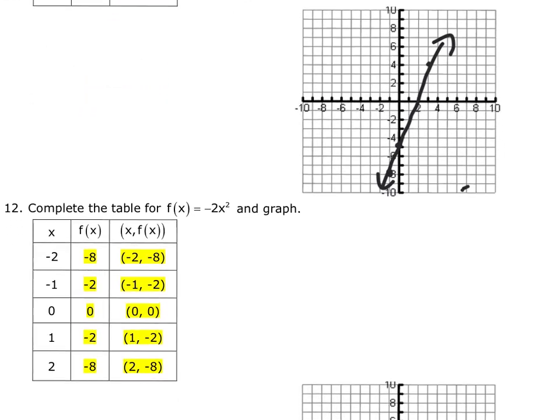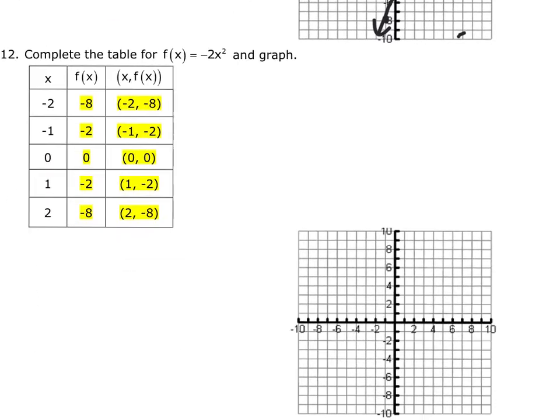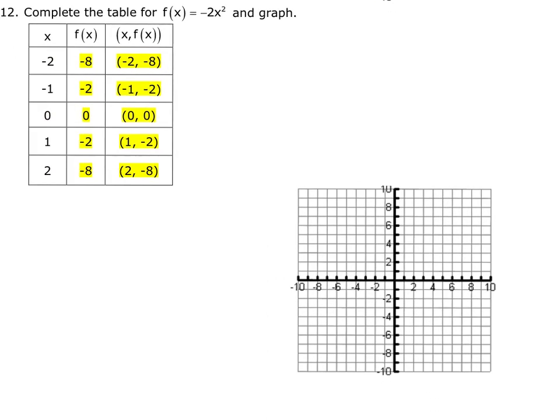So let's look at graph number 2. Plot your points. Don't try to connect anything until you see all your points and get an idea of what the shape should be. (-2, -8), (-1, -2), (0, 0), (1, -2), and (2, -8).